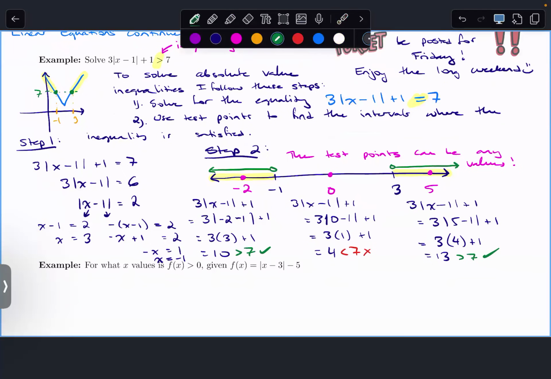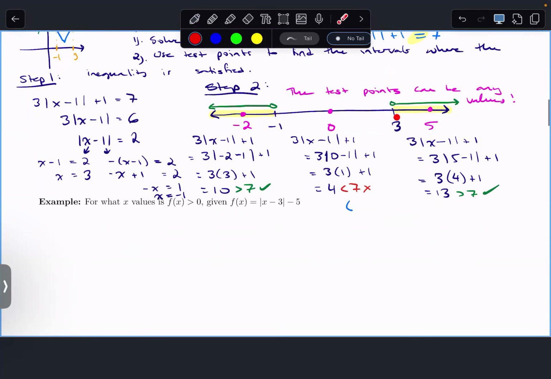So then the interval is going to be from negative infinity up to -1, not including -1, and then from 3, not including 3, up to positive infinity. So negative infinity, up to -1, not including -1, so round bracket, picking up at 3 again, going to infinity.